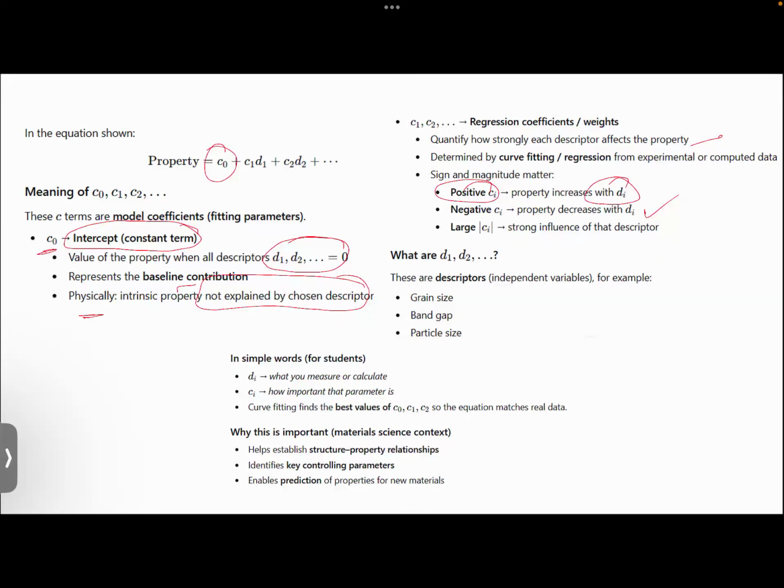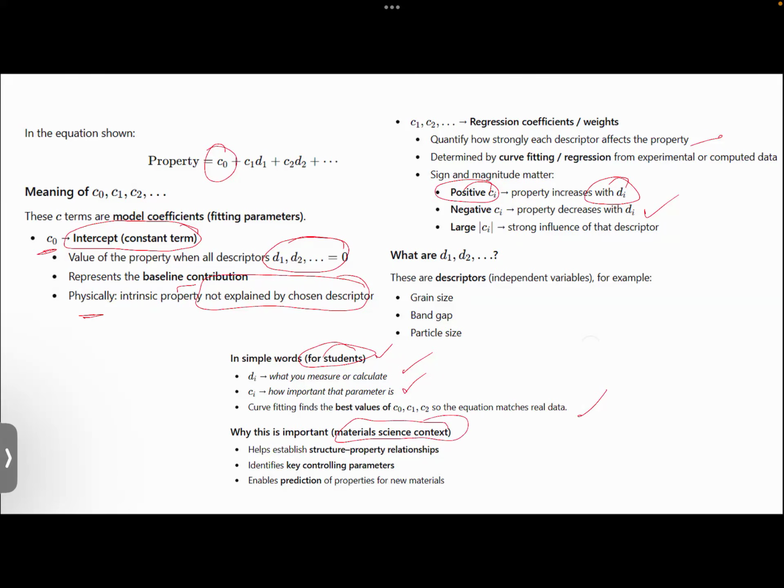Okay. So then D1 and D2 are descriptors. They are also independent variables. For example, the grain size, the band gap, the particle size. In simple words, for a UG student, you can understand only to this extent: Di is what you measure or calculate, and Ci is how important that parameter is. So curve fitting finds the best values of C0, C1, C2, so the equation matches the real data.